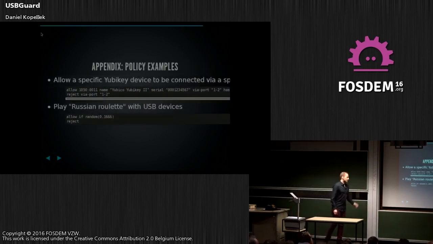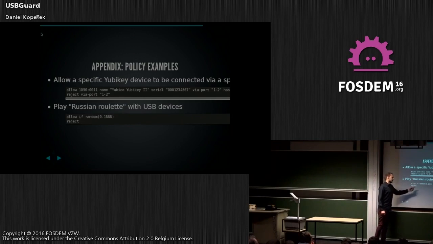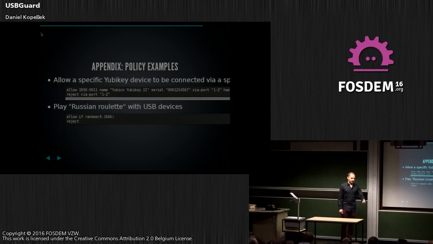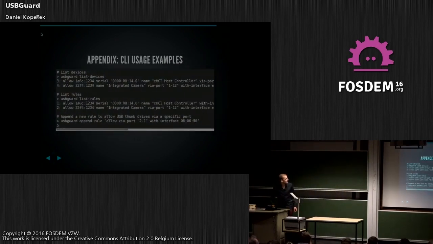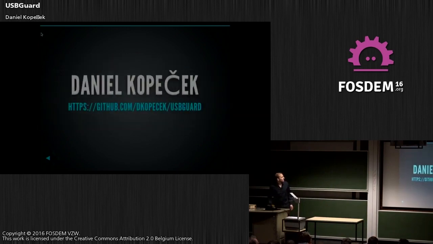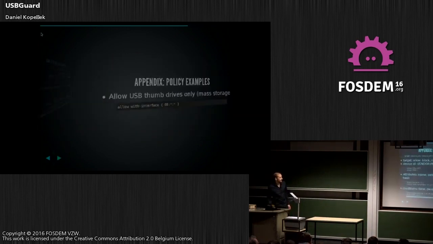Some other examples: you can play Russian roulette with USB devices. It's a special condition that on each evaluation returns a random true or false with the specified probability. So you insert your device and it's rejected with a high probability. This is a CLI usage example. From the command line, you can list the devices, list the rules, or append new rules. So it's quite easy to interact with the daemon that way. Yeah, and that's all. Thank you.